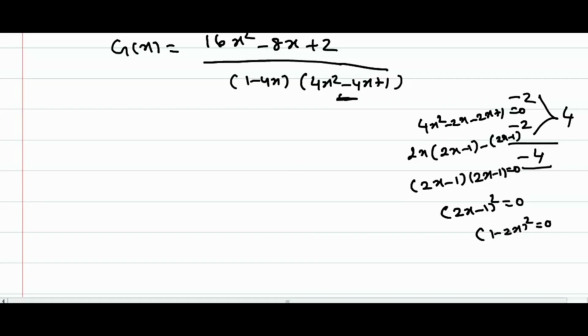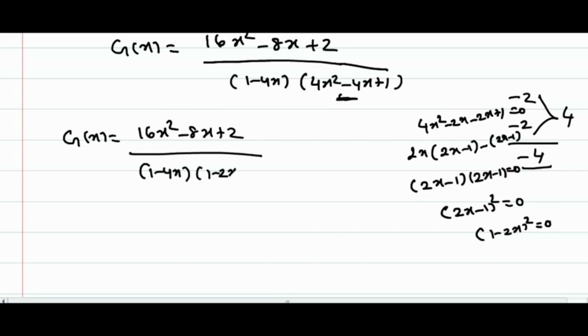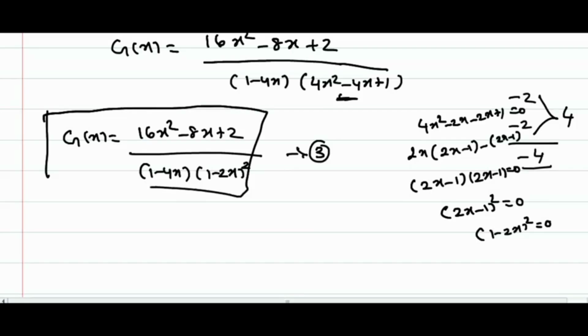Why are we taking this as the final answer? By using the binomial expansion formula, 1 minus x. So we take the minus sign outside, minus 1 whole square is plus 1, so we get only 1 minus 2x whole square. So therefore, g of x equals 16x square minus 8x plus 2 by 1 minus 4x into 1 minus 2x whole square. Okay, so this is equation number 3. So step number 1, we needed to find the g of x value. So this is your g of x value.